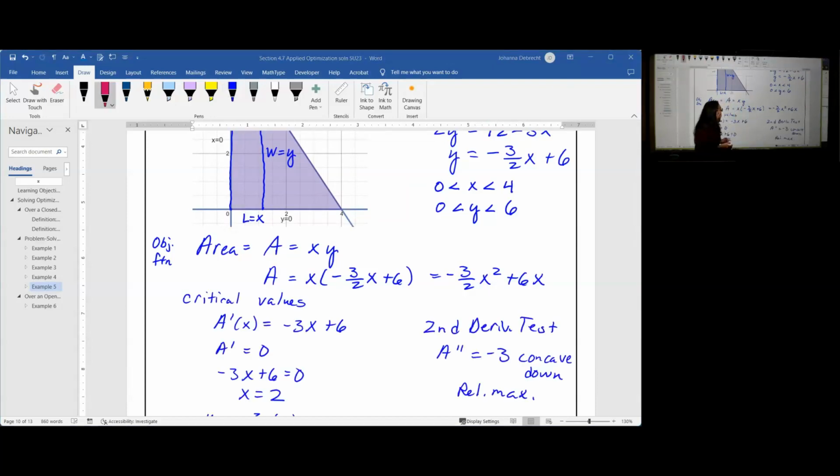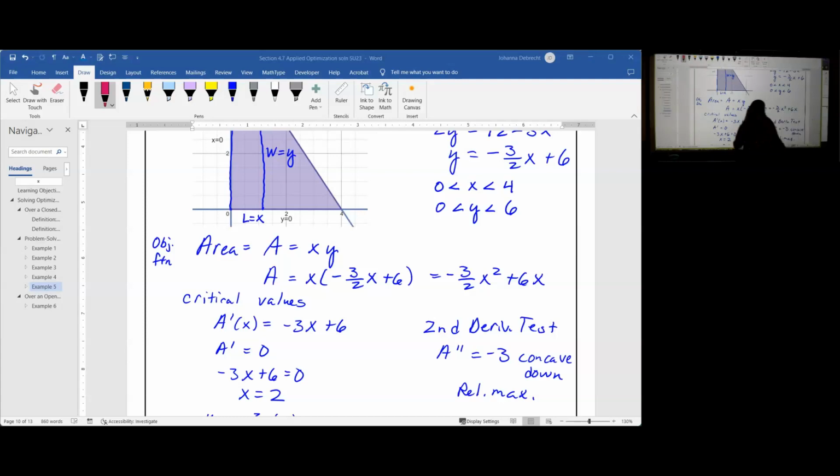So let's compare results. I replaced the y with the expression from the constraint equation and got a quadratic equation in just x. Find critical values. I took the first derivative, which gave -3x plus 6, which is defined everywhere. Then I set it equal to 0 and got a possible location for a relative extremum of x = 2. That doesn't guarantee it is one. It could be a saddle point or a point of vertical tangency.